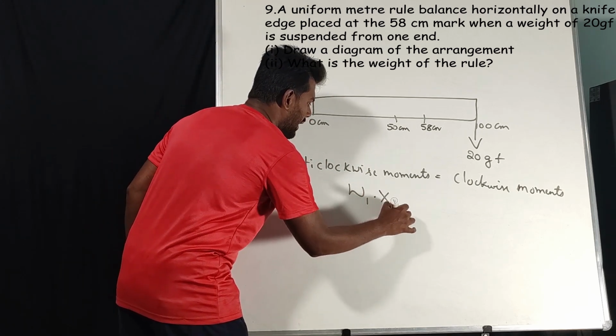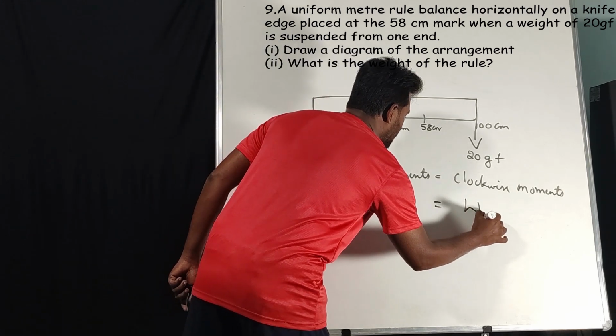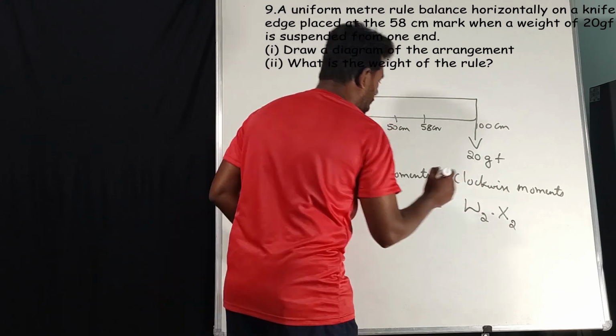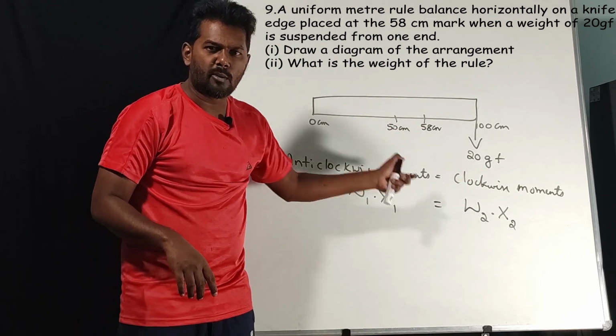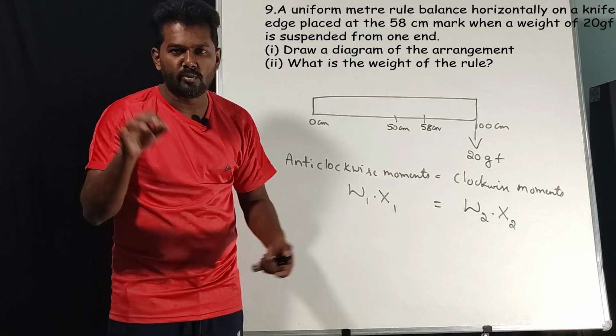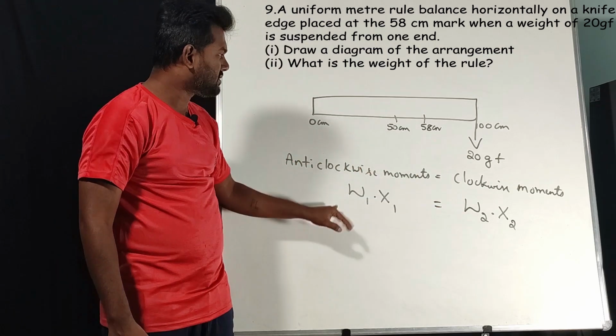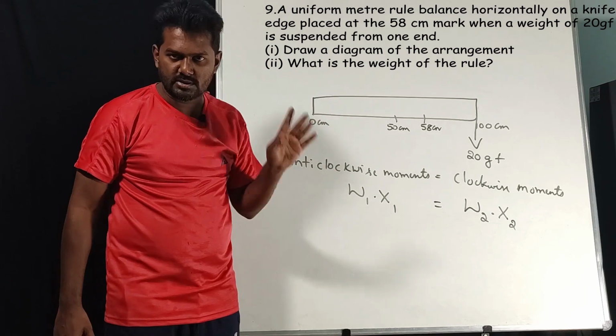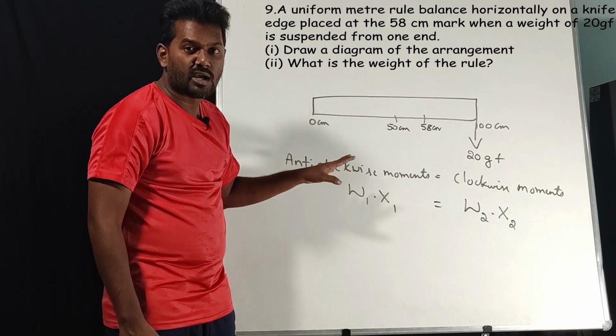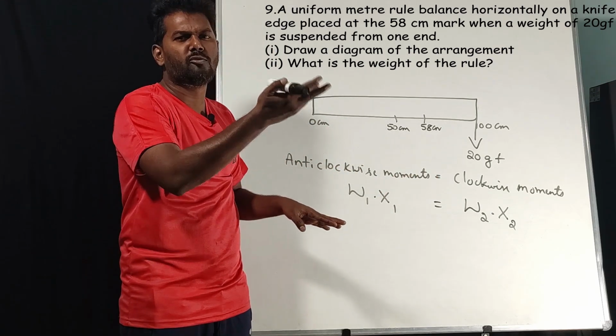Now the same formula: W1 into x1 is equal to W2 into x2. See, you should know the meaning of W1, W2 and x1, x2. W1 and W2 are nothing but the weights of anti-clockwise and clockwise. X1 and x2 are the distances from the load to the pivoted point.